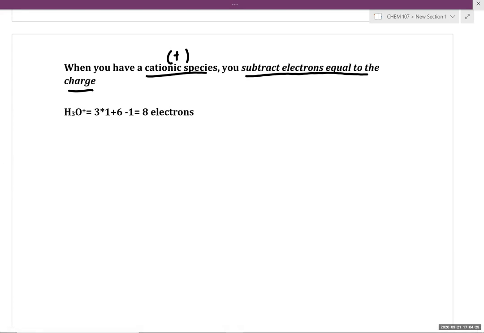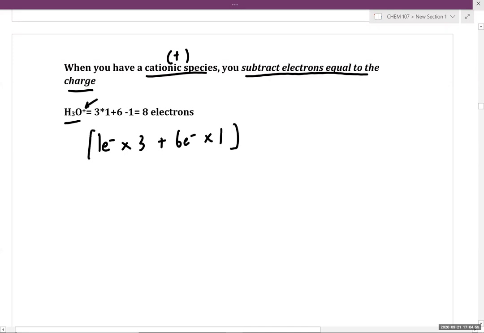So, for example, a common cationic species that we'll see a lot in the acid-base chapter is the hydronium ion, or H3O+. So to calculate the total number of electrons, we have 1 electron per each of our hydrogen atoms, and we have 3 hydrogen atoms. We have 6 electrons per oxygen atom, and we have 1 oxygen atom. And then because we have a +1 charge, we subtract electrons equal to the charge, which is +1. That gives us 8 electrons total.